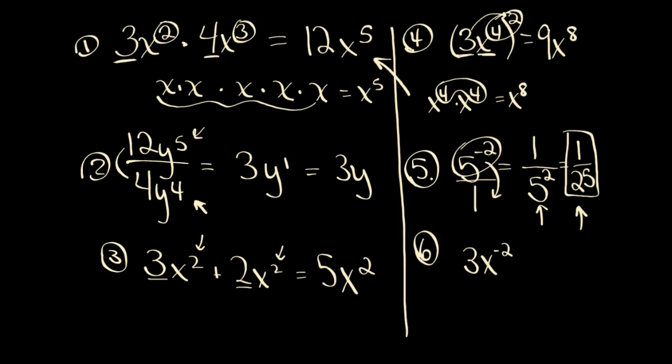Now remember what I said up here, the negative 2 was attached to the 5. Down here, the negative 2 is only attached to the x. It actually has nothing to do with the 3. So this action of moving down to the bottom will only affect the x, not the 3. So the 3 is happily staying where it originally was, but the x to the negative 2 moves down to the bottom now as x to the positive 2. And there's nothing more you can do with that one because we don't know what x is. So that's your final answer there.